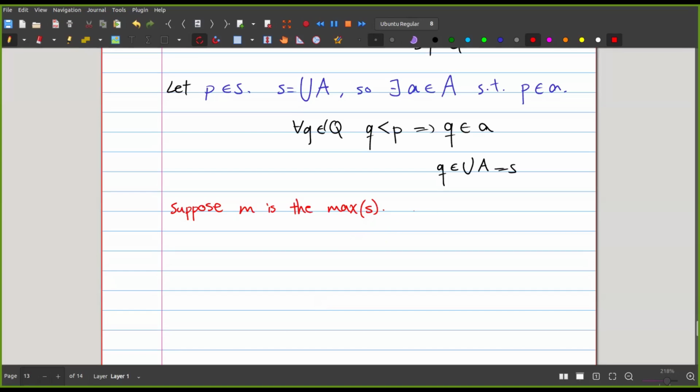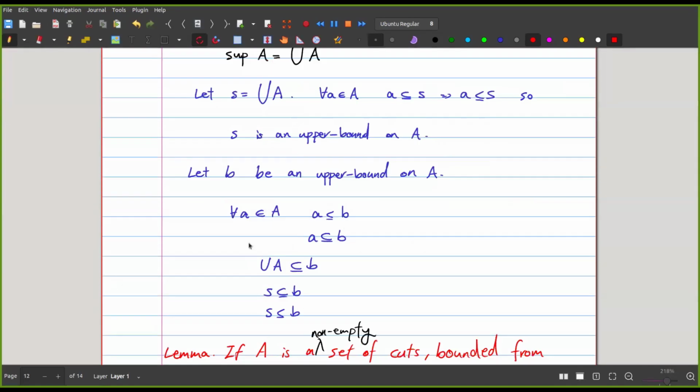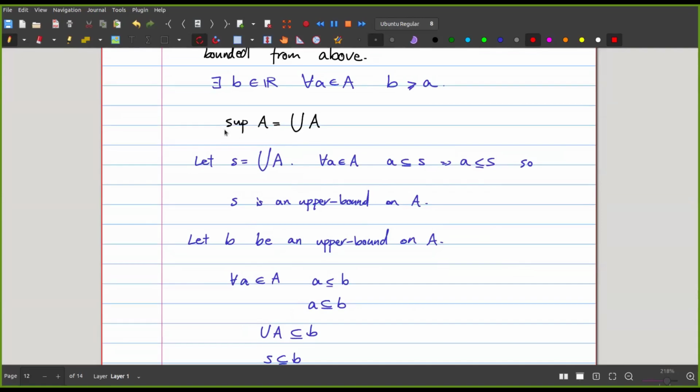So this M is in S, right? And S was the union of A. So this means that there is some cut in A such that M is in A. But M was the maximum of S. So M is also the maximum in this cut A. But this is a contradiction because this cut cannot have a maximum. So this contradiction shows that my set S also doesn't have a maximum. Therefore, the set that I'm defining here, the union of all A, that I'm later using as my supremum, is actually a cut. It's a real number.